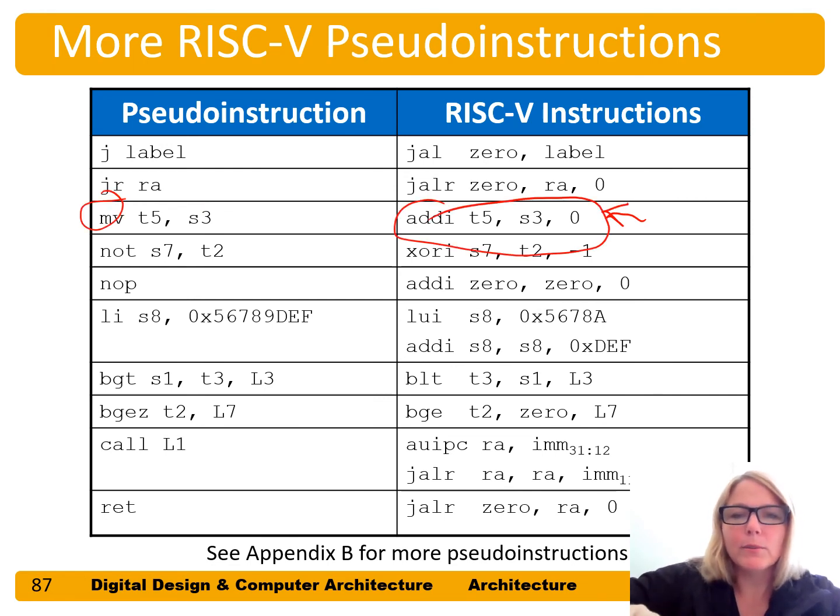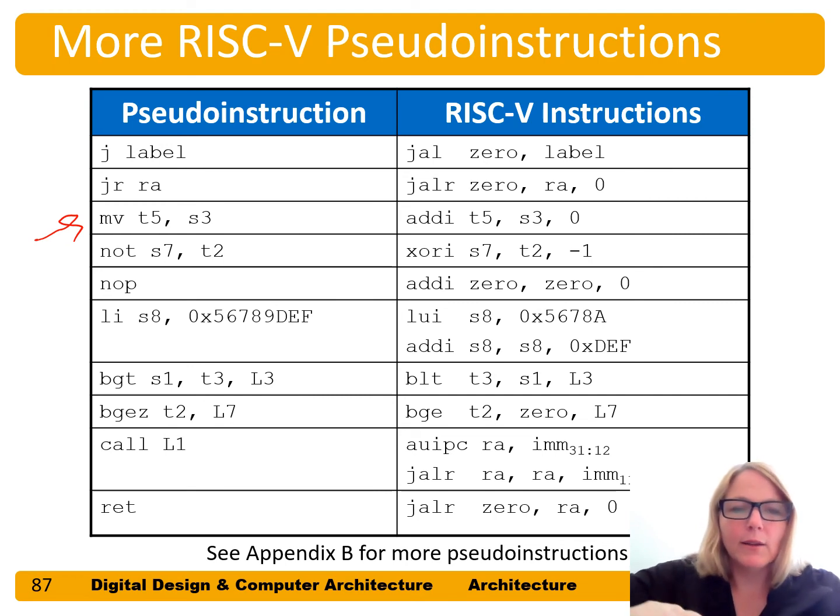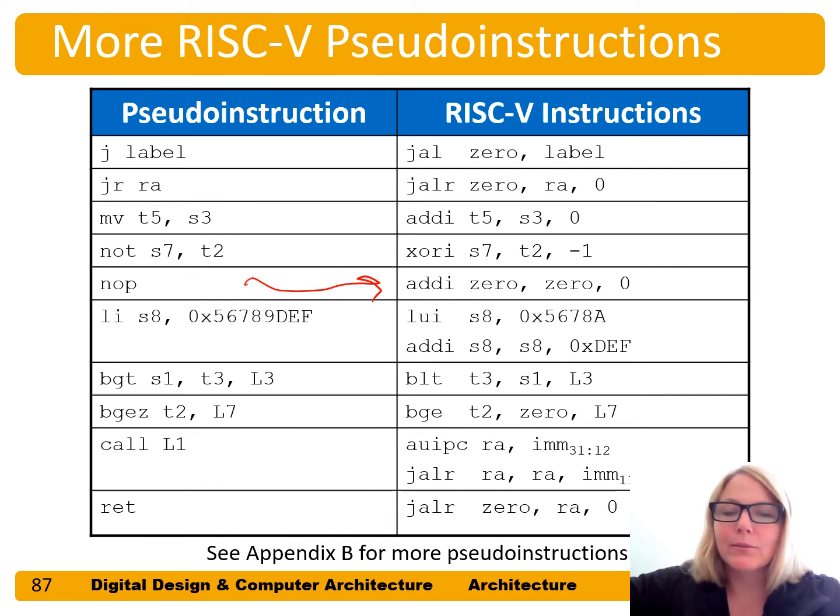Add immediate, I kind of have to parse that a little bit. So it's easier for programmers to use that pseudo instruction, which can be translated later into a simple RISC-V instruction. Not S7 T2 performs the not of T2, the inverse, the ones complement of T2, and puts it in S7. No op does absolutely nothing, which seems like, why would you ever have that if it does nothing? Well, sometimes it's useful to have precise delays, and that's what no ops are most often used for.